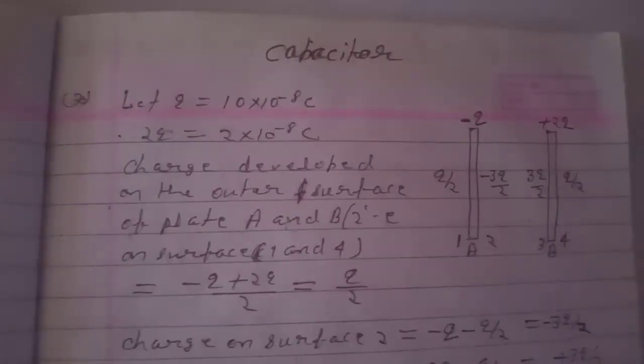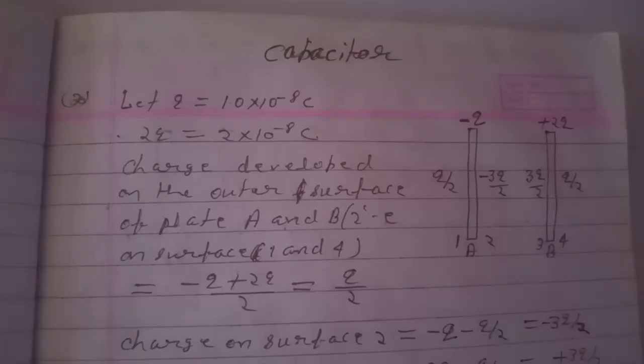Question number 30. A charge of plus 2.0 × 10^-8 coulomb is placed on the positive plate and a charge of minus 1.0 × 10^-8 coulomb on the negative plate of a parallel plate capacitor of capacitance 1.2 × 10^-6 farad, 1.2 microfarad. Calculate the potential difference developed between the plates.